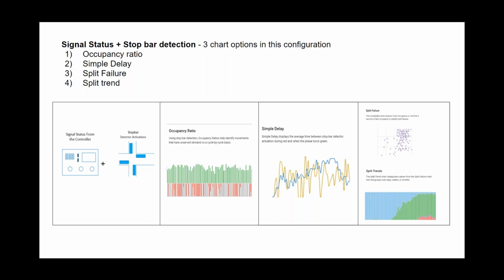And so if you do that at every zone, for every movement, for every phase around an intersection, you end up with essentially a count of how often the split failure is occurring from the occupancy ratio itself. So you can see there on the bottom right, there's a split trend chart, which actually highlights the frequency of various types of detector use and detector occupancy.